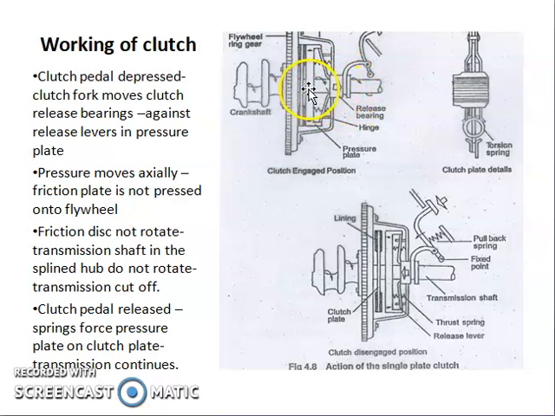At the center of the friction plate or the clutch plate, you can see the splined hub. From the hub you have the clutch shaft. This is the case when the clutch is in the engaged position. In the engaged position, the friction plate is pressed against the flywheel. So when the flywheel rotates, the clutch plate rotates. As a result, the shaft also rotates. This rotation is transmitted to the gearbox. So now what happens when the clutch pedal is pressed?